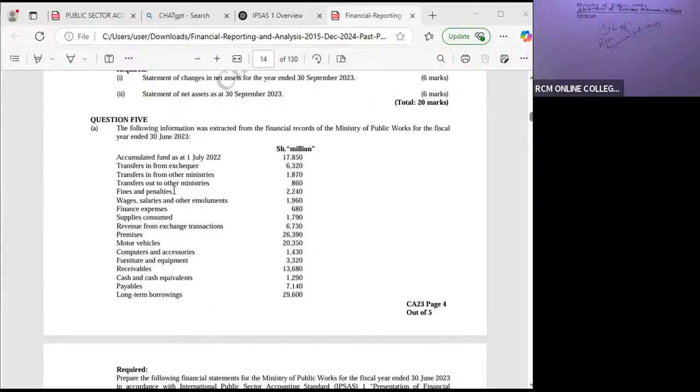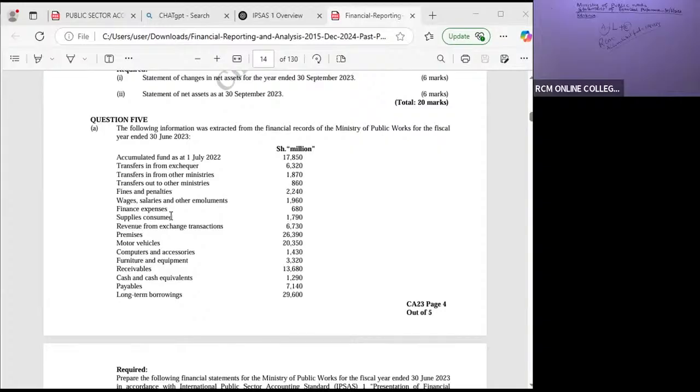I hope you're writing something there. Wages, salaries that we pay, this must be an E thing. It's an expense. Finance expense is an E. Supplies consumed, our stationery, that will be an expenditure. Revenue from exchange transactions in accordance with what we call IPSAS 9, I will be able to explain that further, but that is R.